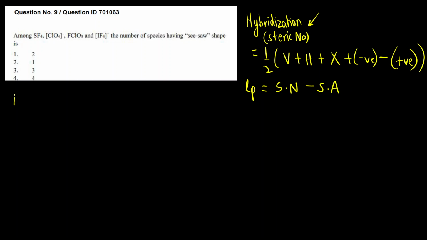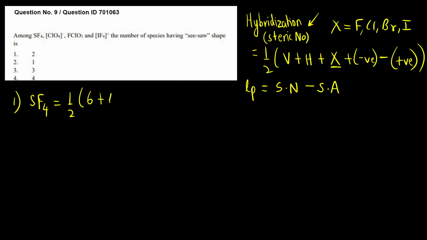Now let us see the examples. First is SF4. This will be half. Sulfur belongs to group 16, so 6 valence electrons, plus 0 hydrogen, plus how many halogens? X is what here? It is fluorine, chlorine, bromine or iodine. There are 4 fluorine atoms, so plus 4. 10 divided by 2 is 5. So the hybridization is sp3d. How many lone pairs? 5 minus side atoms, which are 4. So this will be 1.